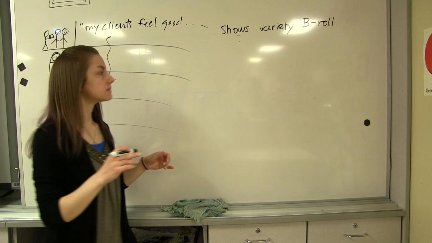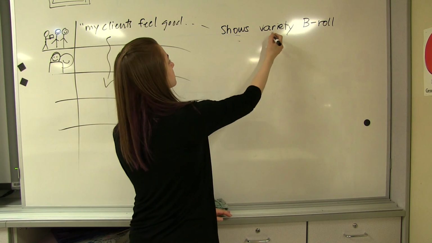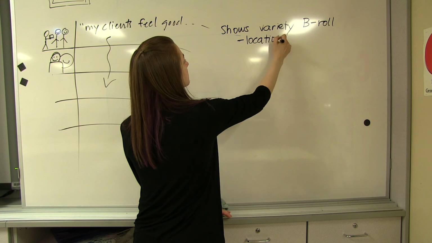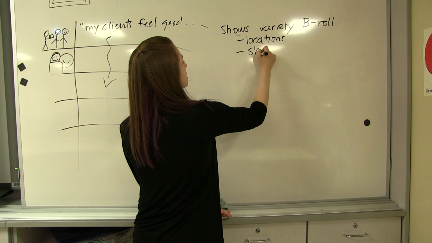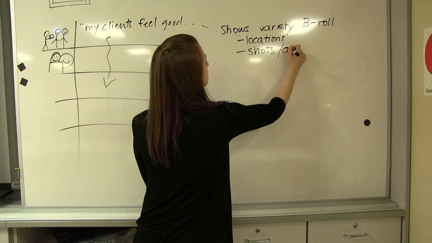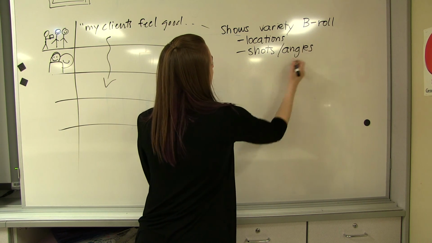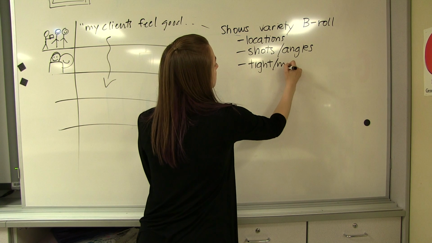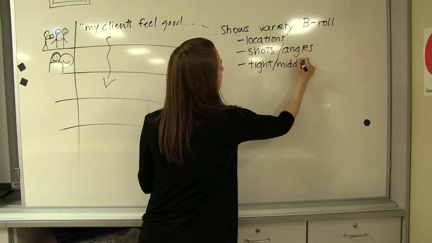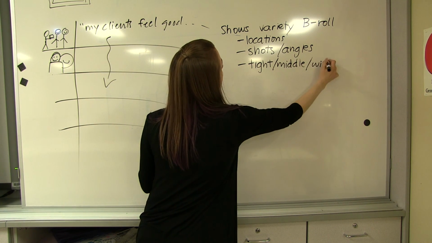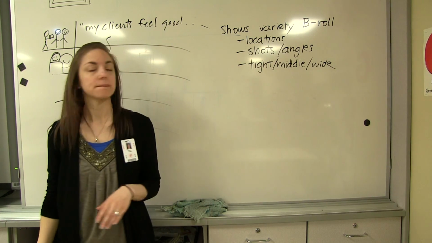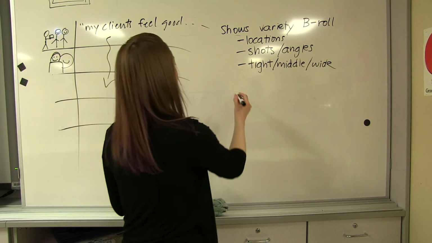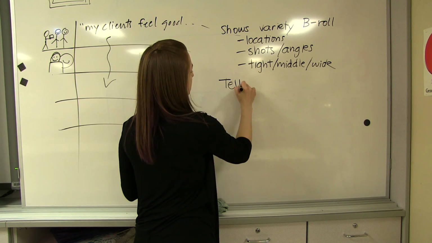Uses different shot angles. So this is locations, and this is different shots, angles. Tight, middle, wide. What else? It tells the story very efficiently. Tells the story.